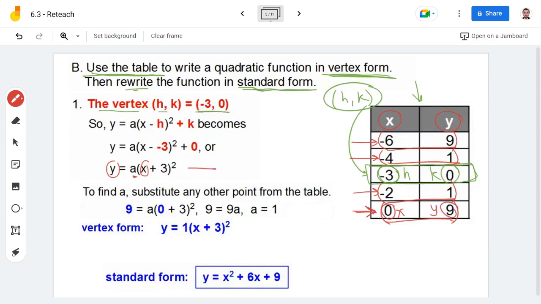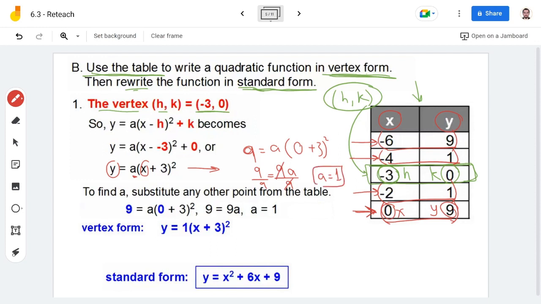Now if I do it here beside, it will be 9 equals a, 0 is x, plus 3, to the power of 2. Now simplify to find a. As you can see, 0 plus 3 is equal to 3, 3 to the power of 2. So it's 9a equals 9. Now what I need to do is divide by 9, divide by 9. So a is equal to what? 9 divided by 9 is equal to 1.